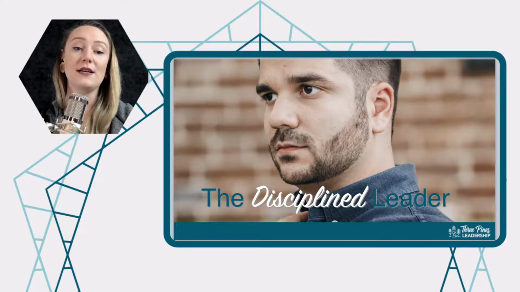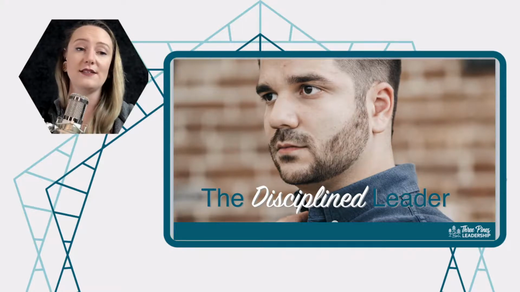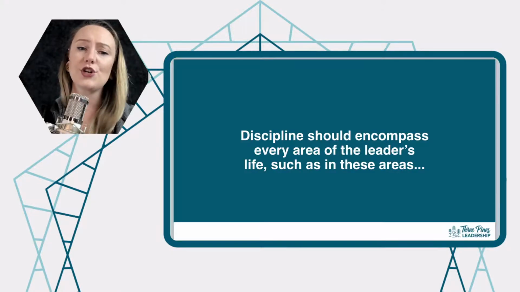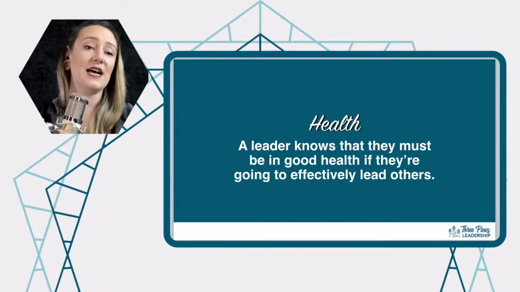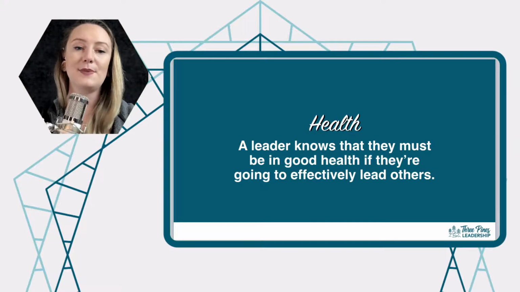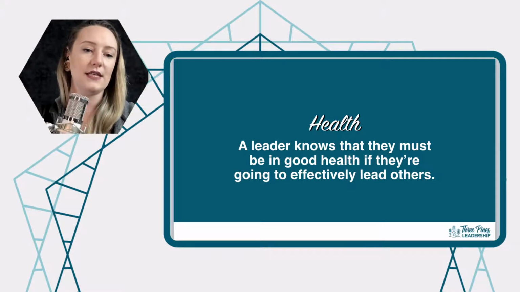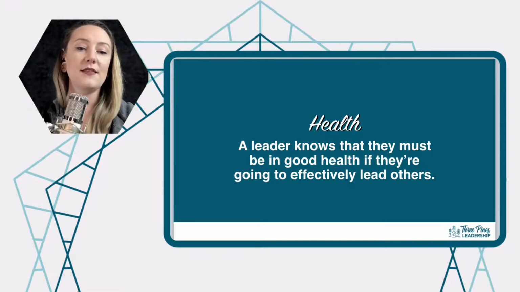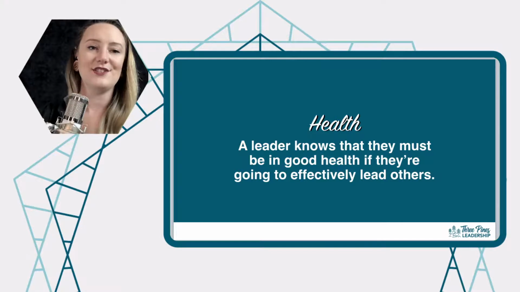Discipline refers to being in complete control of oneself. A highly effective leader must be self-disciplined in all areas. Discipline should encompass every area of the leader's life, such as in their health. A leader knows that they must be in good health if they're going to effectively lead others. They discipline themselves to eat in healthy ways, to exercise, and to make other smart health-related decisions.